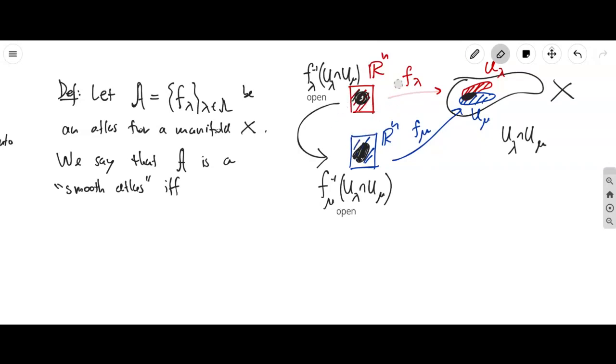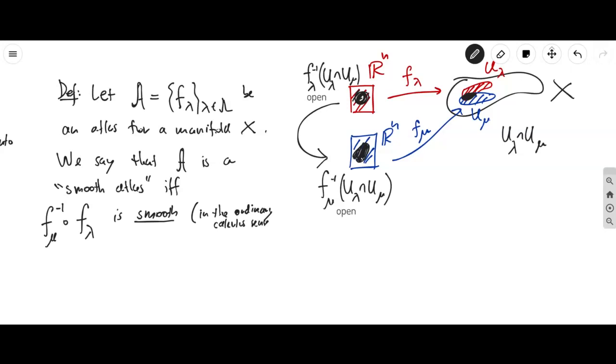Well, you basically follow the arrows. If I want to go from here to here, I first go F lambda, and then I reverse back by F mu, which I can do because it's a homeomorphism. So we have if and only if F lambda composed F mu inverse is smooth. And this is smooth in the ordinary calculus sense. If you're confused by what that means, I'll remind you very quickly.